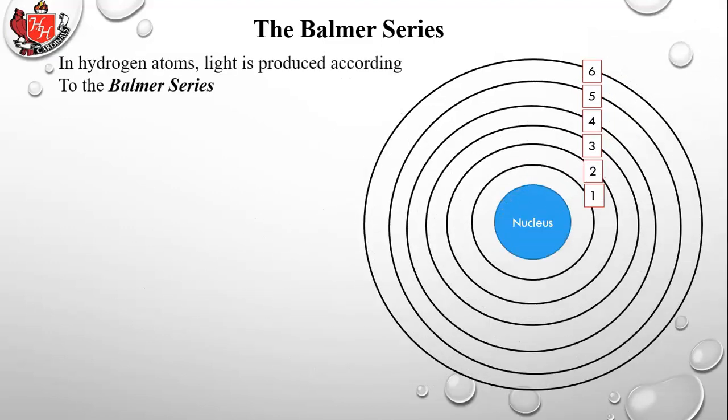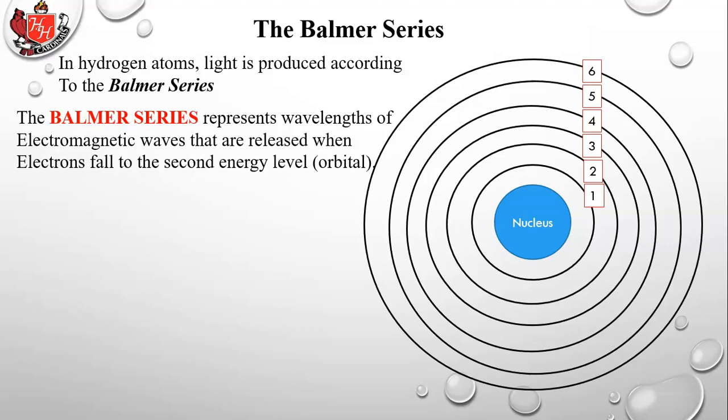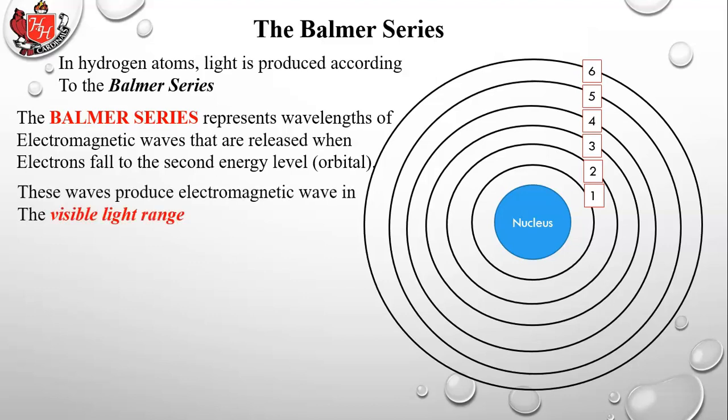So the Balmer series. In hydrogen atoms, light is produced according to the Balmer series. The Balmer series represents wavelengths of electromagnetic waves that are released when electrons fall to the 2nd energy level or orbital. So we're going to see the different colors of light that you will get from hydrogen based on which orbital the electron fell from on down to the 2nd orbital. So specifically for visible light to be produced, they have to fall to the 2nd orbital. These waves produce electromagnetic waves in the visible light range.